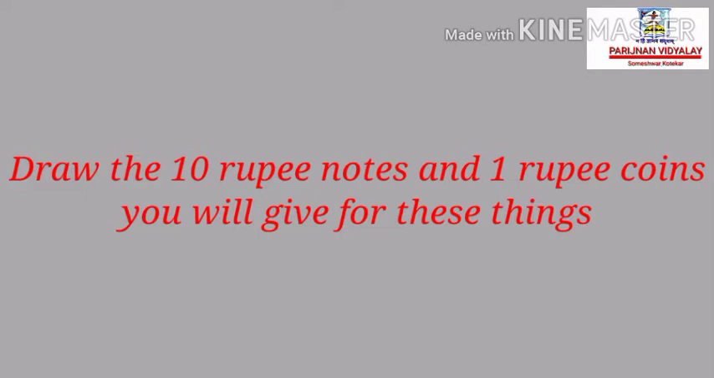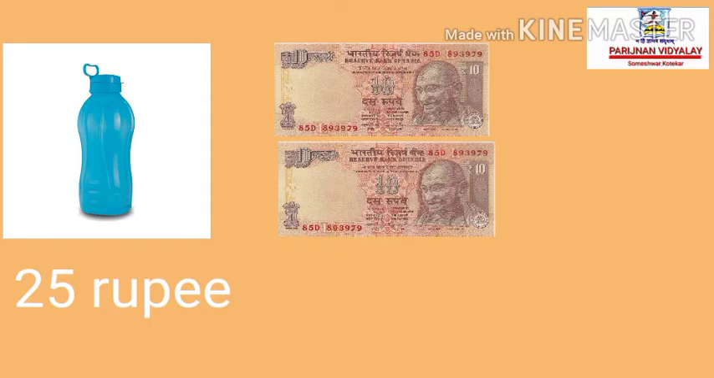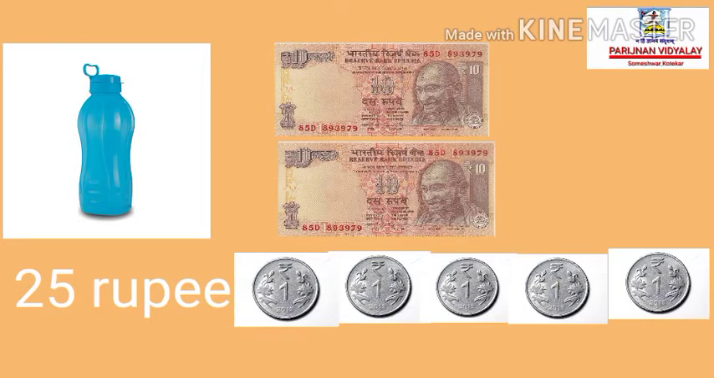Draw the 10 rupee notes and 1 rupee coins you will give for these things. First thing is water bottle. Cost of water bottle is rupees 25. Tell me students, how many 10 rupee notes and 1 rupee coins are you going to use? Good. 2 10 rupee notes and 5 1 rupee coins makes rupees 25.